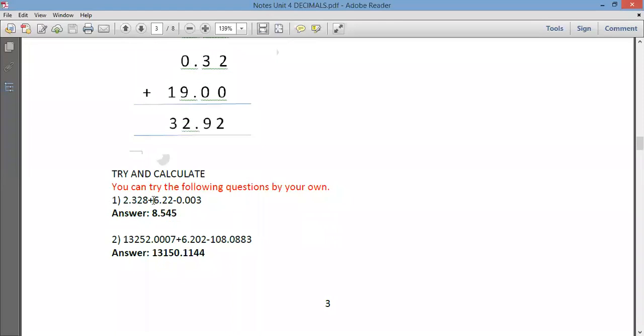Okay, so later you can go and try to calculate this one after the lesson.